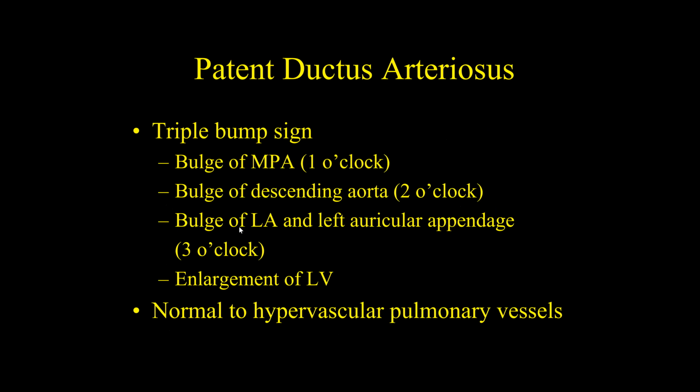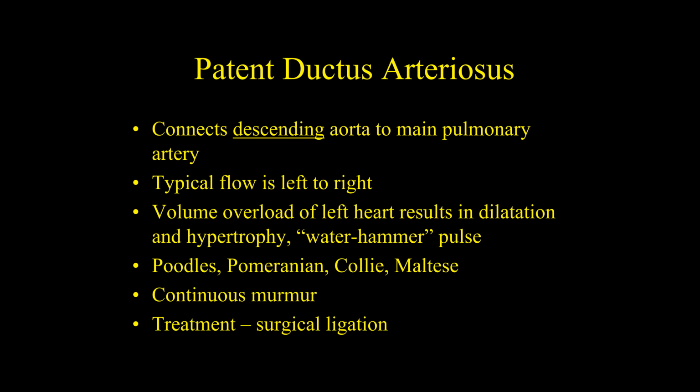And then you also see enlargement or a bulge in the region of the left atrium and the left auricle and the left ventricle. So all of the chambers on the left side of the heart become enlarged. And why would you see that? Well, because the volume overload is the left side of the heart. So all of those chambers become big.